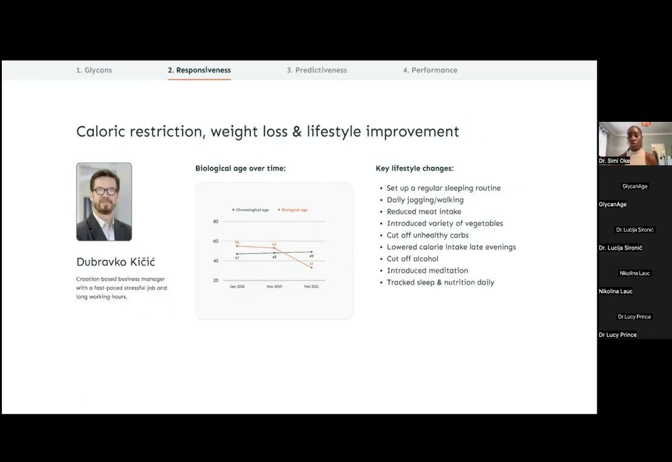But similarly, it's not just about pharmacological interventions, it's also about lifestyle as well. So a similar story, except in this case, this is someone who has quite a busy lifestyle. Biological age is higher than the chronological age here, so not doing quite as well. But they made a significant change to lifestyle in terms of sleeping more regularly, increasing exercise, and also changing the diet. And again, you see a significant drop in that biological age in response to that lifestyle. And so that element of responsiveness is incredibly useful and valuable.